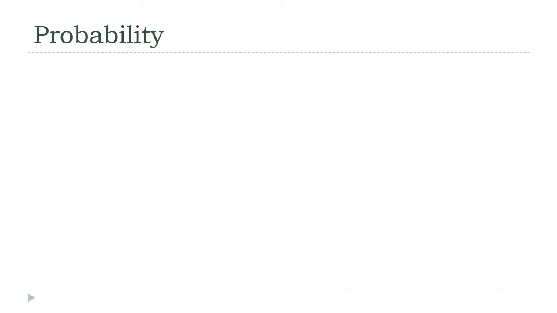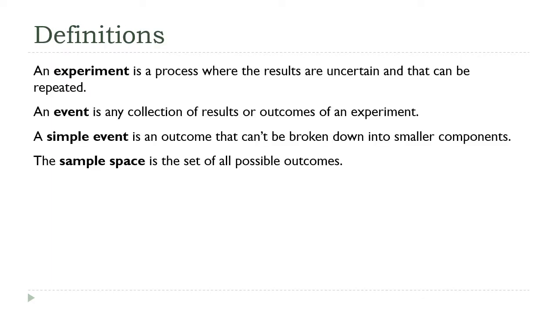So to get started, like most math classes, we'll start off with some definitions. An experiment is a process where the results are uncertain and it can be repeated. So my coin toss is a perfect example. I don't know how that coin is going to land. The ultimate result is unclear, and I can repeat this over and over and over again.